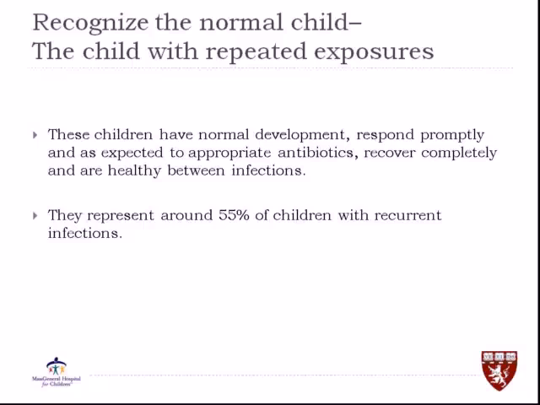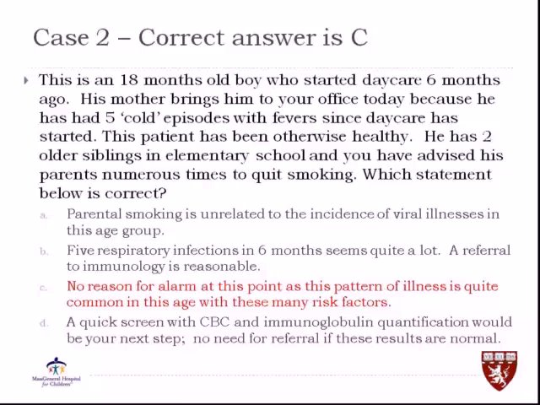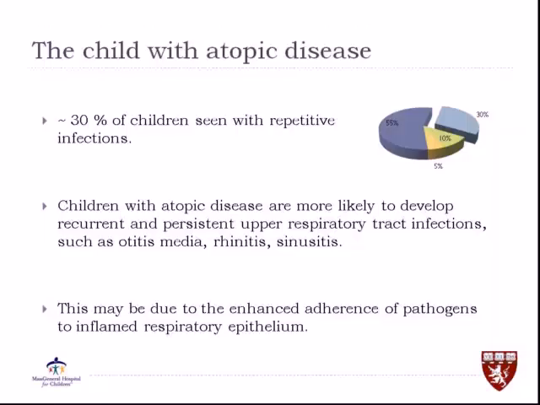This is the child with repetitive exposure, and this child represents 55% of those children with recurrent infections. So the correct answer to case number 2 is that this is a totally normal child. He's 18 months old, just started daycare or preschool. He's had 5 cold episodes, nothing exciting. He has kids in elementary school bringing goodies back home, and both parents are smokers, so again, a higher incidence of respiratory tract infection. At this point in time, there's no reason for alarm. No blood testing is needed, no referral is needed, just close observation, and perhaps trying to convince the family to quit smoking.